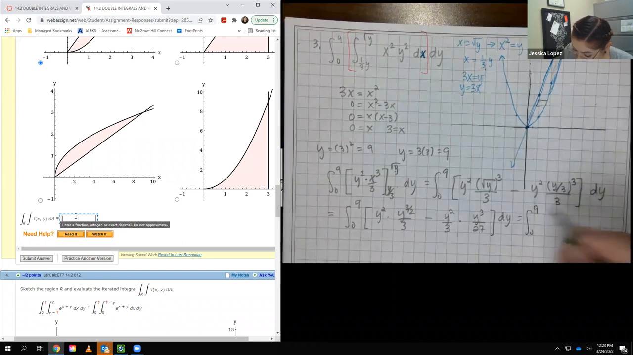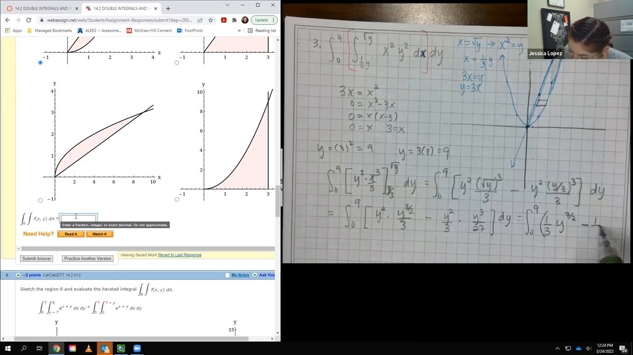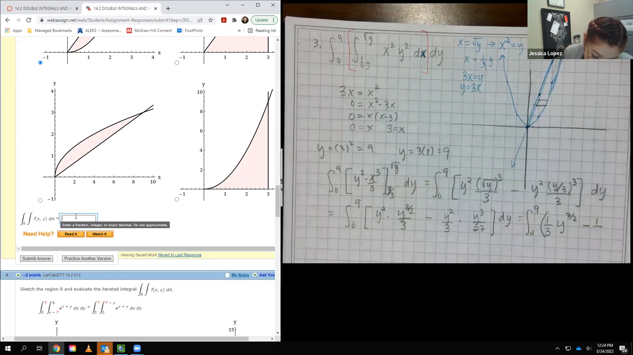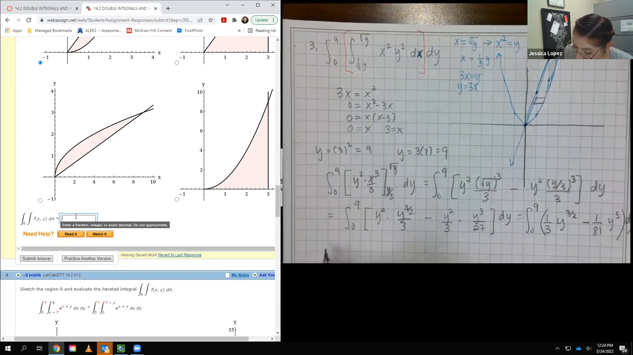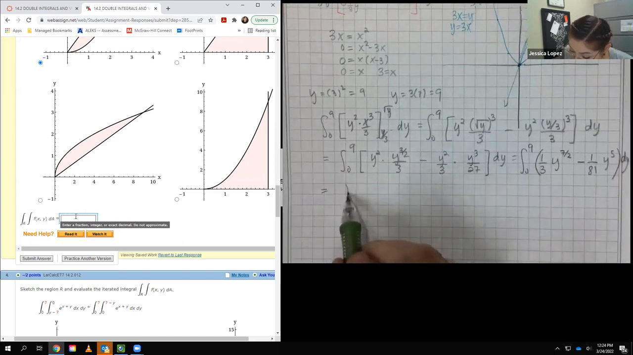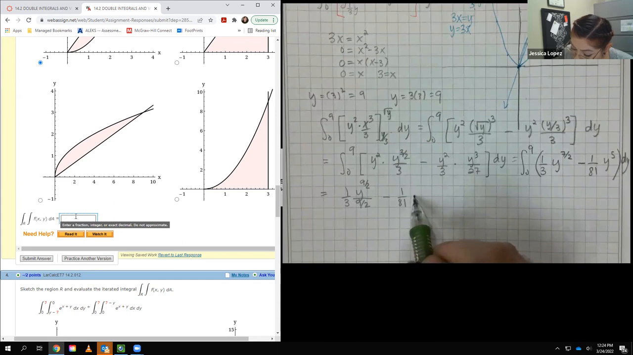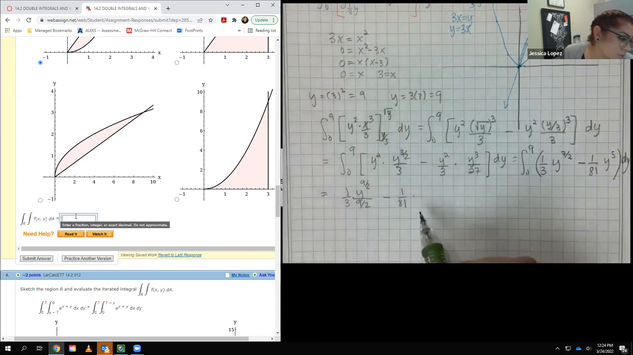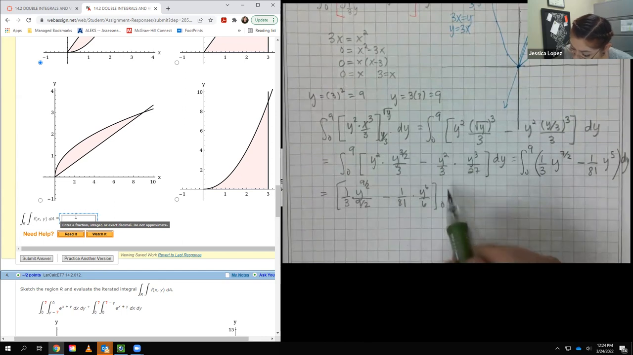Definitely need to fix this because I cannot integrate it when it's like that. So I add these exponents and I get 1/3 y to the 7/2. And then here I get 1 over, what is 3 times 27? You do 1 and I get y to the 5th dy. So if I integrate that, I'm going to have 1/3 y to the 9/2 divided by 9/2 minus 1 over 81 and then y to the 6 over 6 evaluated from 0 to 9.